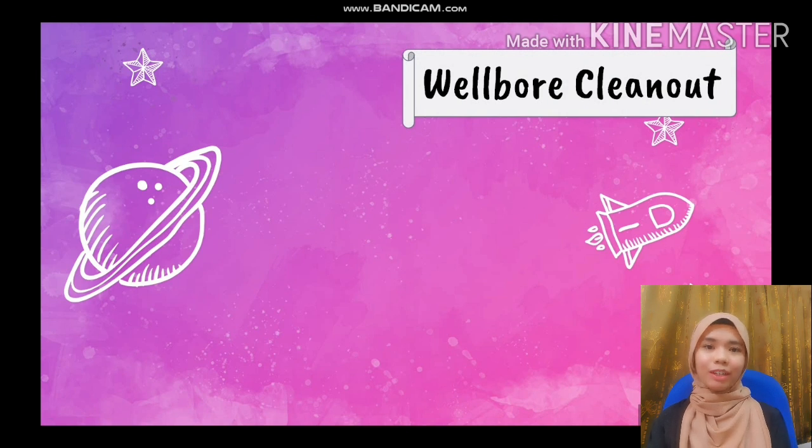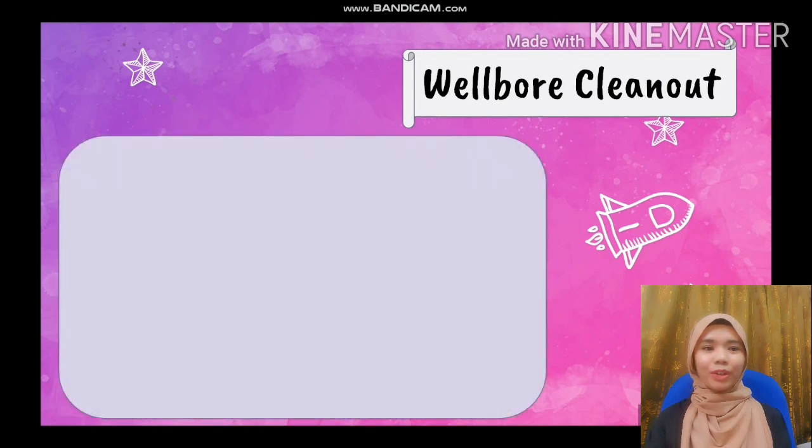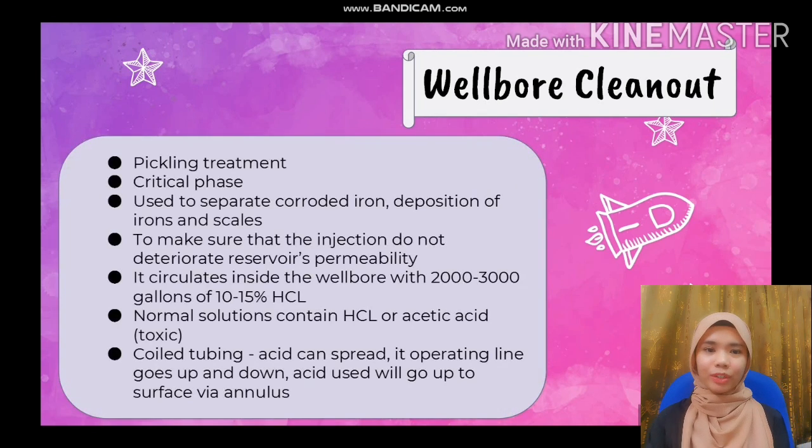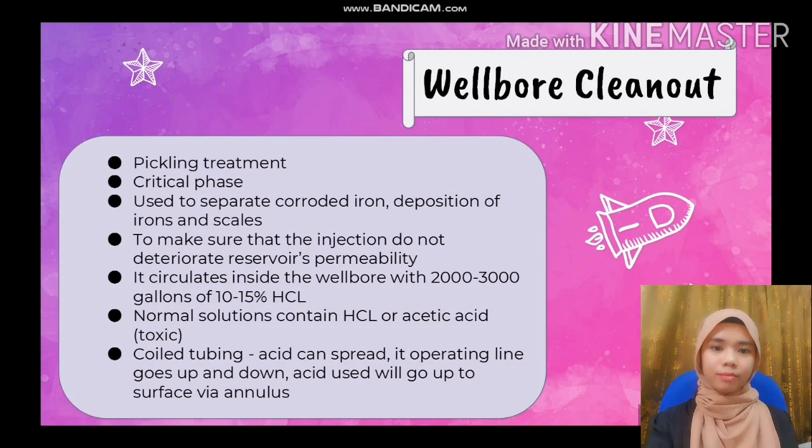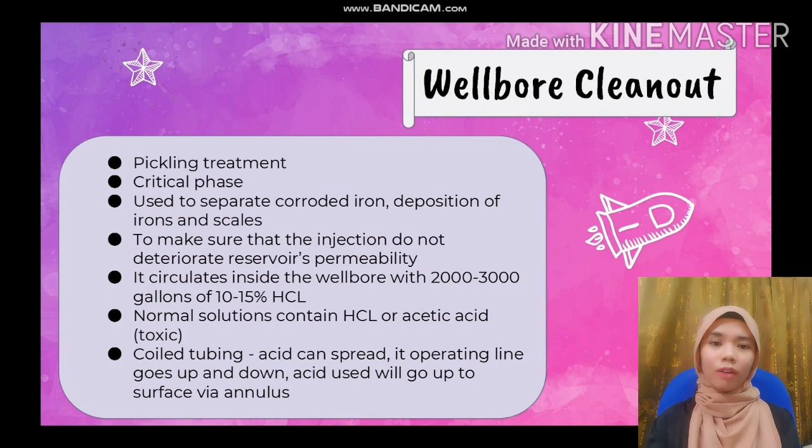So I'll be explaining the third kind of matrix acidizing. Wellbore clean out. Wellbore clean out is also known as pickling treatment, which is a critical intermediate phase in most acid stimulations. It is often used to remove corroded iron, deposition of irons and scales, to ensure the injection does not deteriorate the reservoir's permeability.